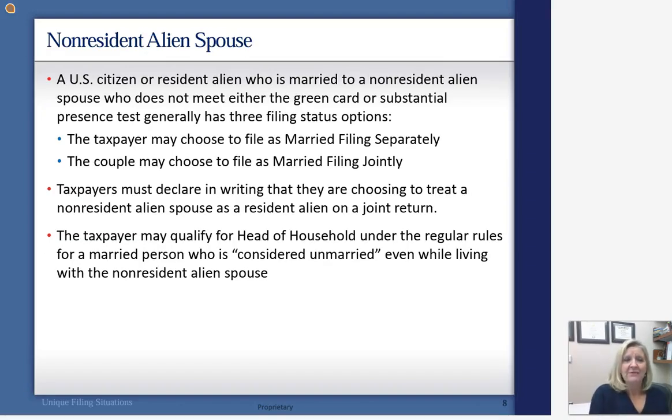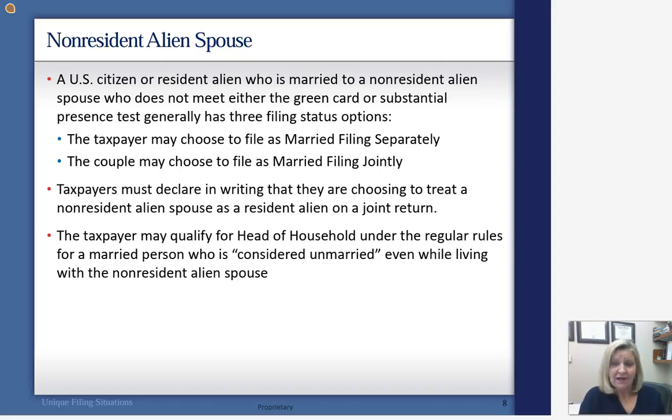All right, non-resident alien spouse. So if you have a U.S. citizen or a resident alien who is married to a non-resident alien, and the non-resident alien spouse doesn't meet the green card or substantial presence test, there are other filing options. The taxpayer could file as married filing separately. The couple can choose to file married filing jointly.